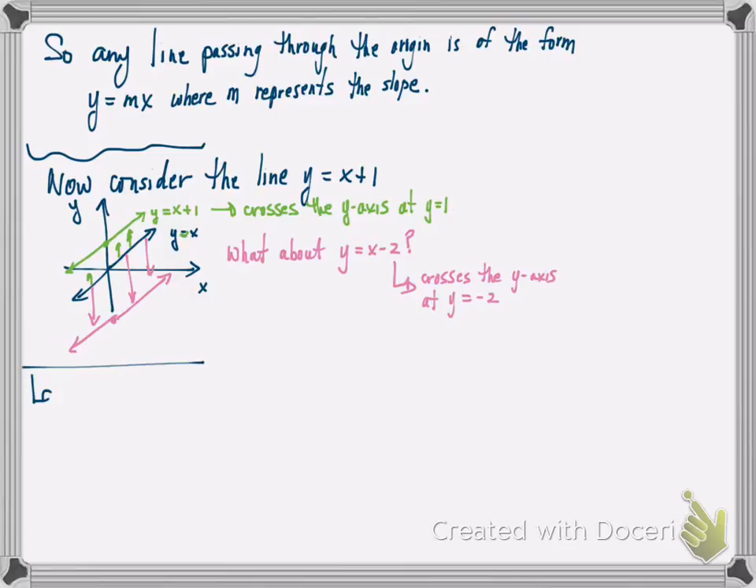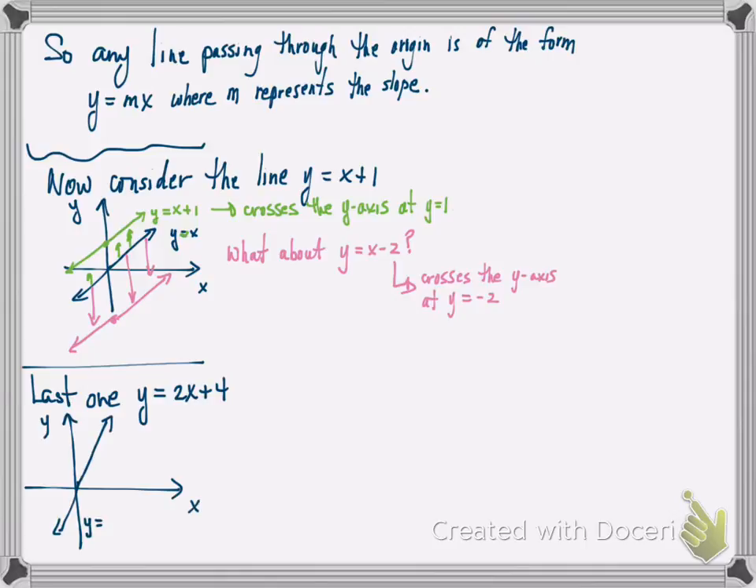All right, let's start with a new line. What about the line y equals 2x plus 4? So we're going to start with the line y equals 2x this time. So it has, remember from before, passes through the origin with slope 2, and we're going to shift it up 4 units. All right, so it passes through the y-axis at 4.